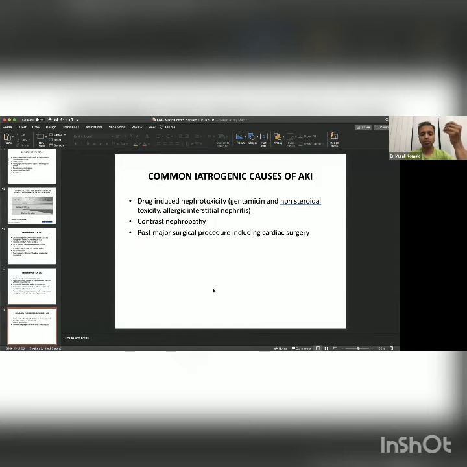Contrast nephropathy, everybody talks about contrast nephropathy. Somebody's got kidney disease, and if you give them contrast for CT scans or other things, then you can develop a contrast nephropathy. But if you manage it very safely and if you give them enough fluids, contrast nephropathy is not a big issue.